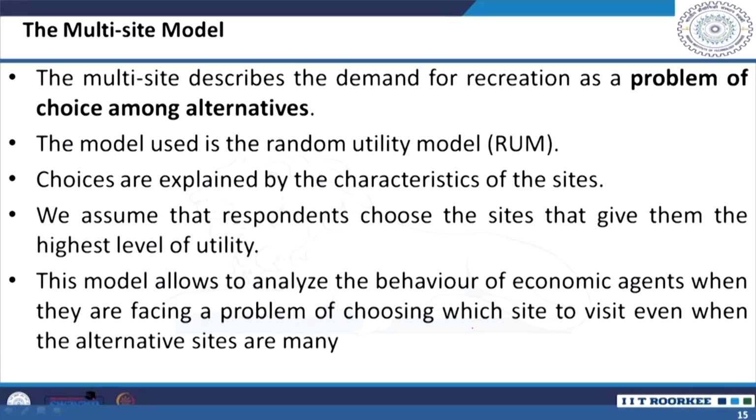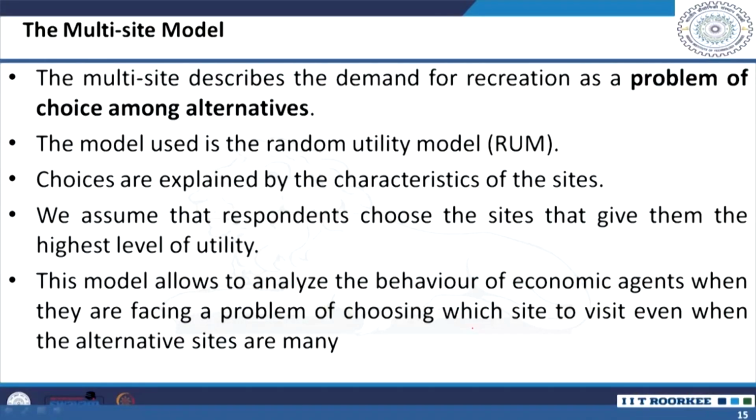So, this is the case of your single site. Now, let us discuss what happens in case of multiple sites. That means the person is actually visiting a number of sites or a number of similar sites. So, in case of multiple sites, the demand for recreation is a problem of choices, right.